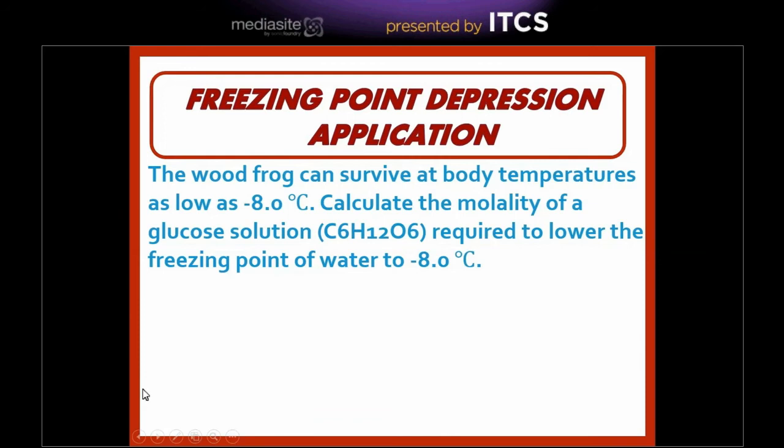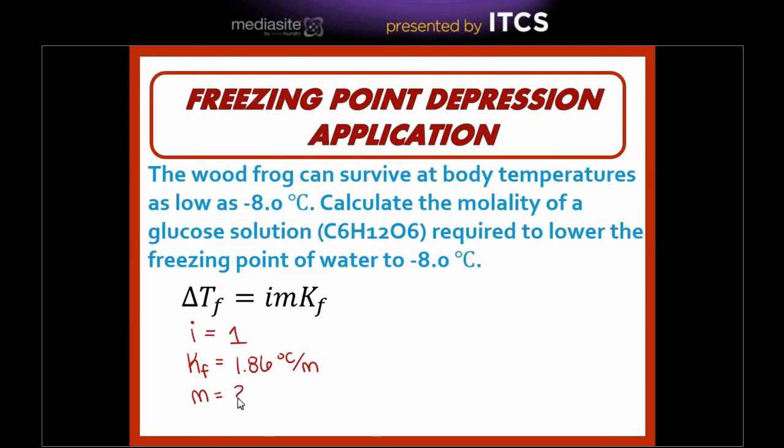In order to do this, we're going to need to use the equation delta T sub F is equal to i times m times Kf. Remember, i for a glucose solution, which is a non-electrolyte, is just going to be 1. Our Kf value is going to be the Kf value of our solvent water, which is 1.86 degrees Celsius per molality. We're going to solve for molality in this case.